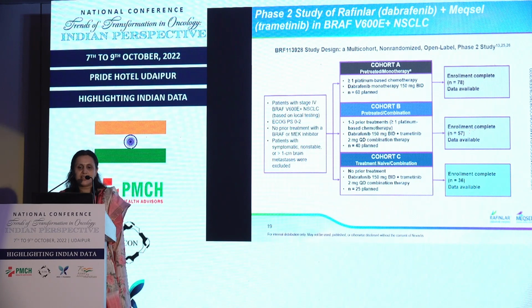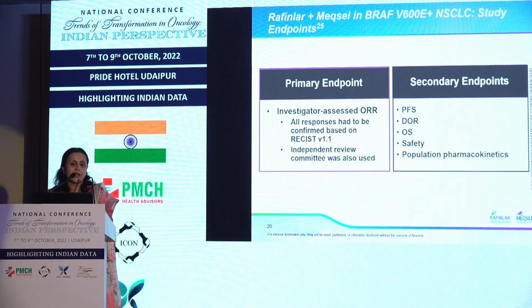This study had 3 cohorts. Cohort A and B had pre-treated patients. Cohort A received monotherapy with dabrafenib, while cohort B received dabrafenib and trametinib combination, while cohort C had treatment naive patients and they received BRAF directed therapy first line. So the primary endpoint was overall response rate, and the secondary endpoints were PFS, DOR, OS, safety, and the population pharmacokinetics.